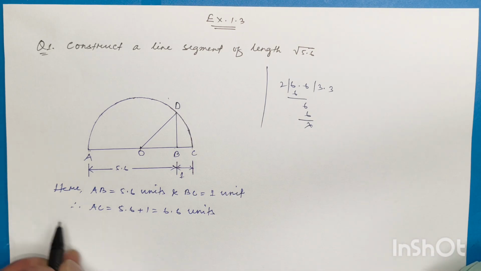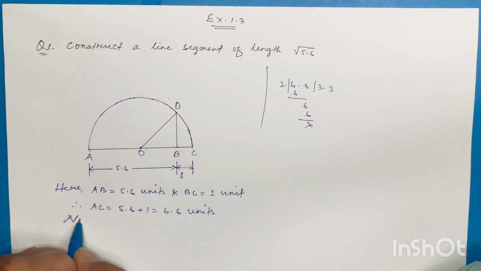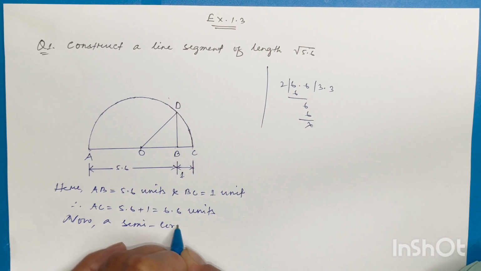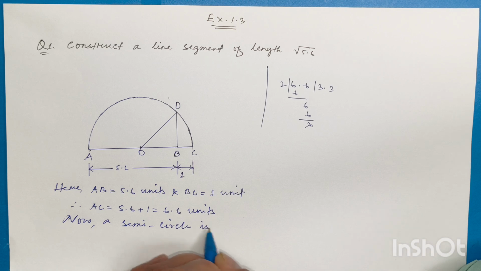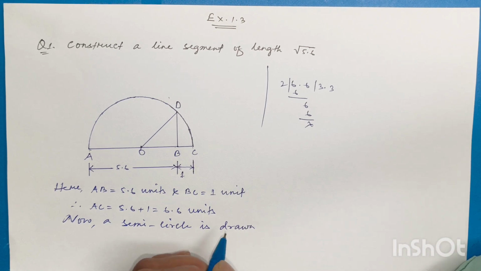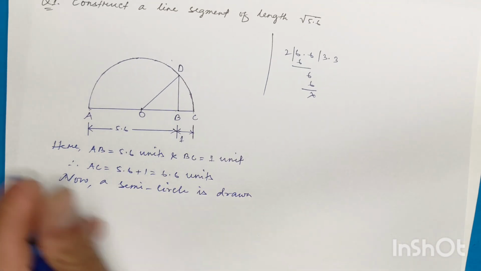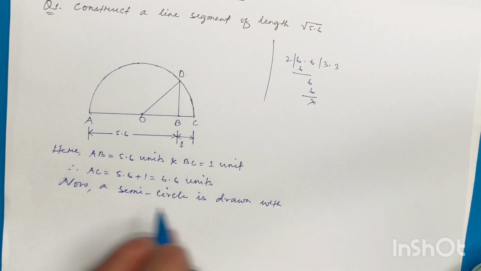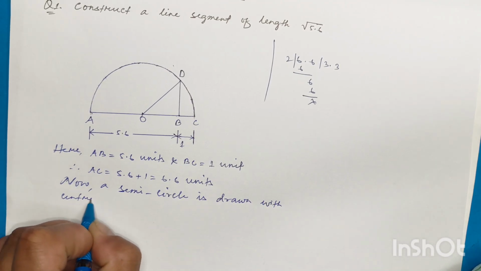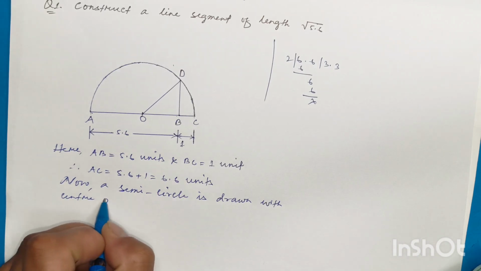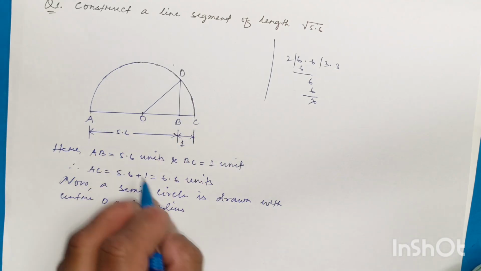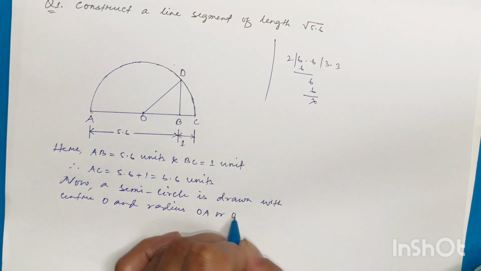We can write here, now a semicircle is drawn with center O, and radius OA or OC.